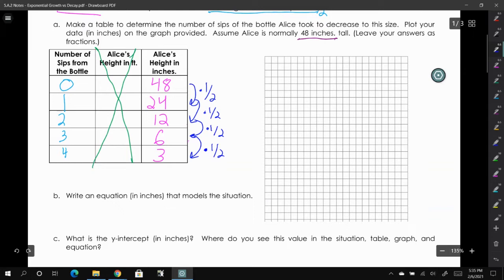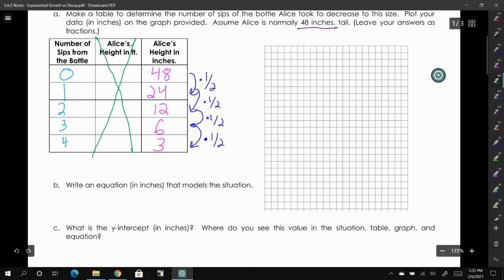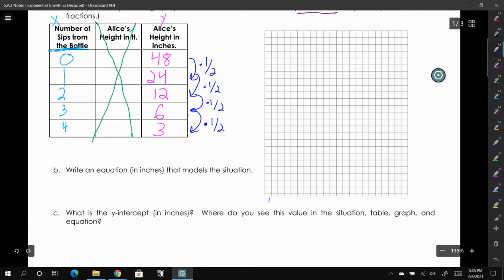Let's make a graph based off of this, where the x-axis would be number of sips from the bottle, and the y-axis will be the height. So 1, 2, 3, 4. Those are the number of sips. And for the y-axis, I'm going to go up by 3s so that we can make sure they all fit. The issue that you're going to run into with exponential functions, especially when you're graphing them, is fitting them all on the graph, because they're going to get large really quick, or they're going to get small really quick, as you can see from this one.